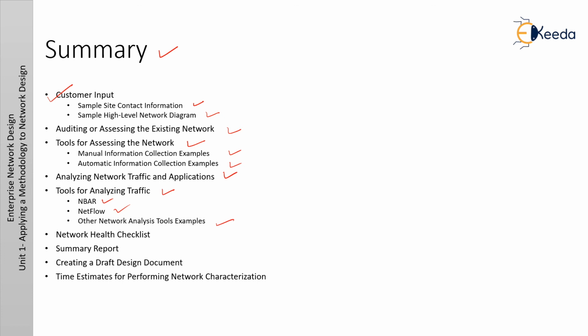Then a network health checklist, a set of 10 to 12 questions, and then summary report generation: what exists, what we need to modify, and the different parameters on the basis of which we have created the summary report. And then creating a draft design documentation. This documentation is very important; based on the expertise of the engineer, the documentation, the complexity of the network and information related to this particular project, it estimates the performance of network characterization.